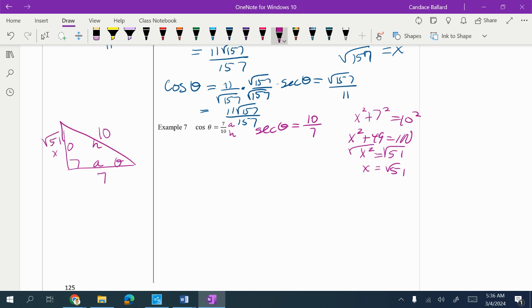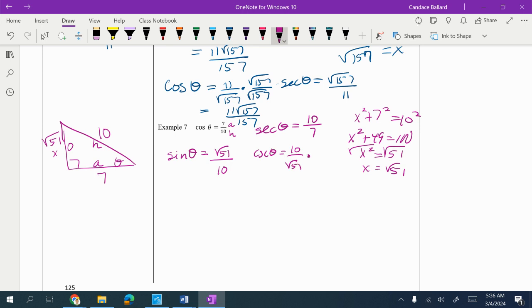Right, I have 2 out of my 6, so I'm going to go to sine next. And it doesn't matter what order you do these in. So sine is opposite square root of 51 over hypotenuse 10. Cosecant, I'm going to flip that. So I get 10 over square root of 51. I need to rationalize this.